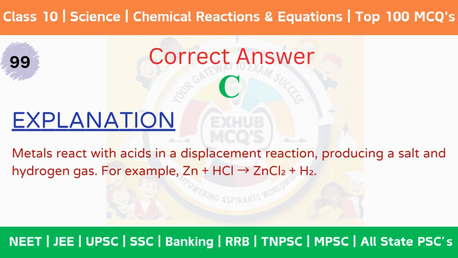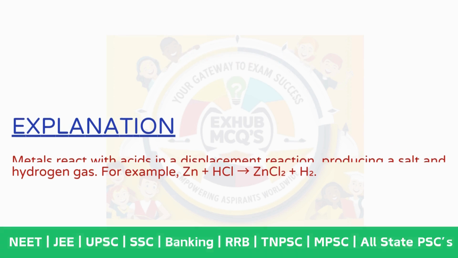The correct answer is option C, displacement reaction. Explanation. Metals react with acids in a displacement reaction, producing a salt and hydrogen gas. For example, zinc reacts with hydrochloric acid to produce zinc chloride and hydrogen gas.